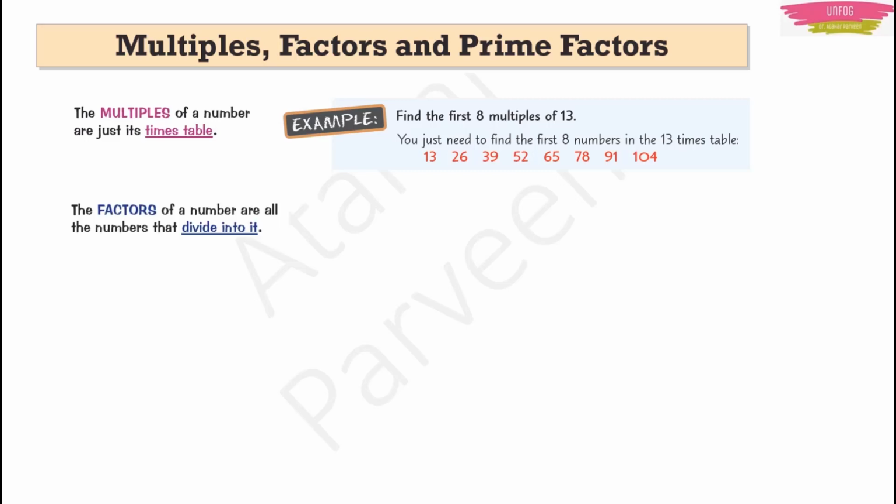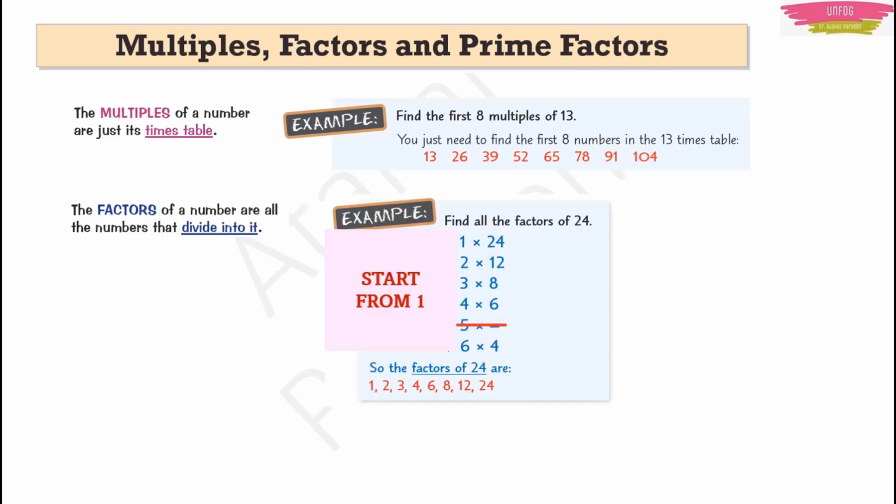Okay. Now factors. Factors means the numbers that are divided into it. For example, if I want to find the factors of 24, I should start from 1 and go on writing the numbers wherein you can get 24. First is 1 into 24 will be 24. Next, after 1 you will get 2. In the 2 table you will get 24, where 2 12s are 24. Next is 3. In the 3 table you will get 24, 3 8s are 24. Next is 4, where you will get 24 in the 4 table, 4 into 6.